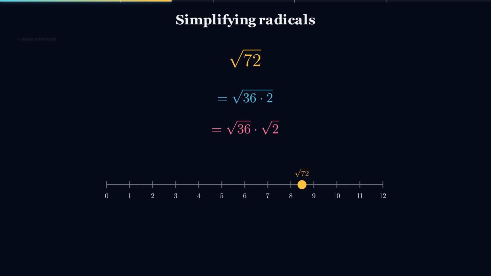Take the square root of each factor. The square root of 36 is 6 exactly. The square root of 2 is irrational and stays under the radical. The result is 6 times the square root of 2, written 6 root 2. The number line below shows where 6 root 2 sits, between 8 and 9. The simplified form makes the value's position obvious. The original square root of 72 does not.